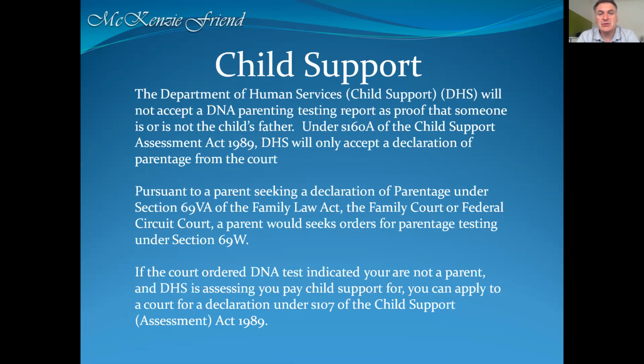So, pursuant to a parent seeking a declaration of parentage under Section 69VA of the Family Law Act, in the Family Court or Federal Circuit Court, a parent would seek orders for parentage testing under Section 69W. If the court-ordered DNA test indicates that you are not the parent and DHS is assessing you to pay child support, you can apply to the court for a declaration under Section 107 of the Child Support Assessment Act.